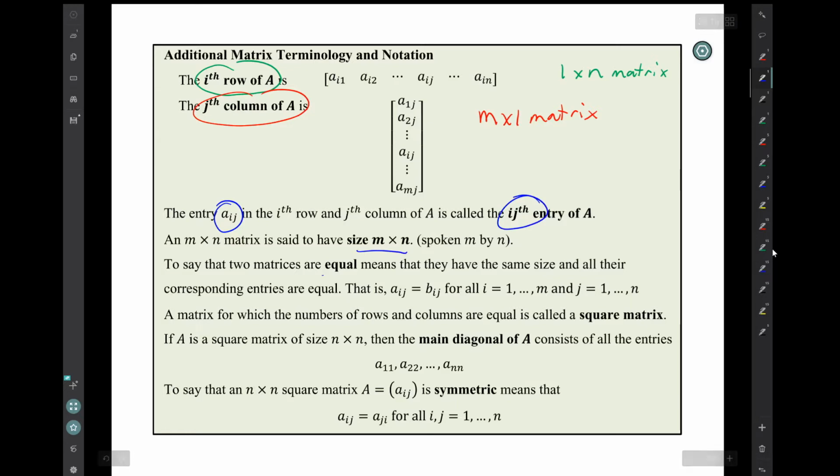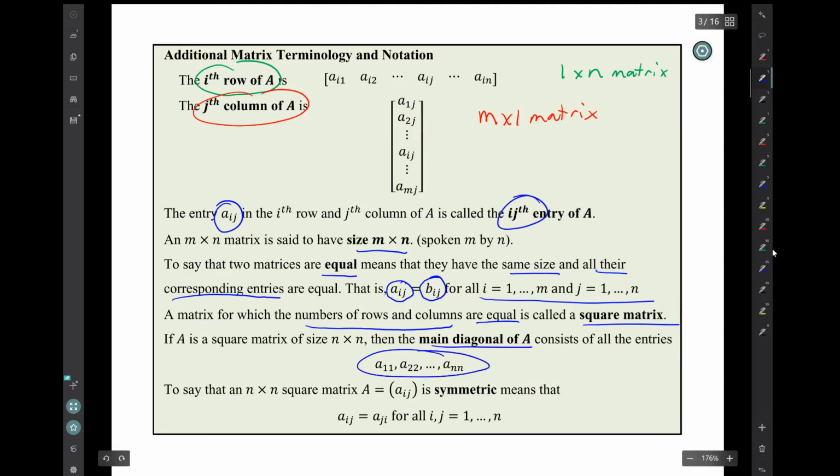To say that 2 matrices are equal means that they have the same size and all their corresponding entries are equal. That is, A subscript ij equals B subscript ij for all combinations of i and j. A matrix for which the numbers of rows and columns are equal is called a square matrix. And in a square matrix, the main diagonal is the entries that have subscripts like that. The ij subscripts are the same. To say that a matrix is symmetric means the ijth entry is the same as the jith entry.